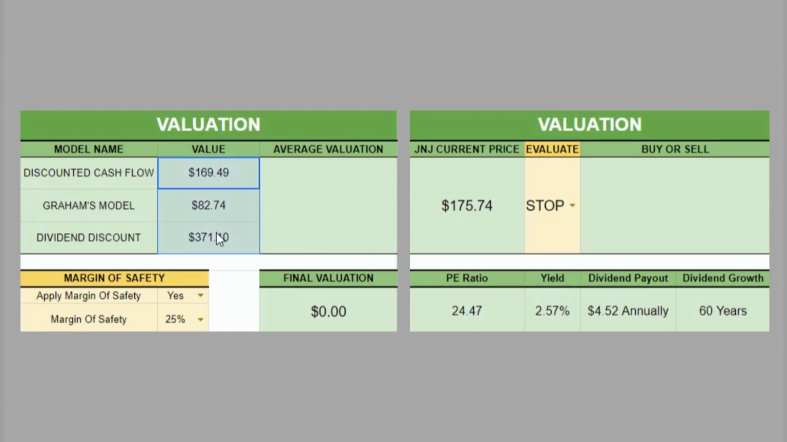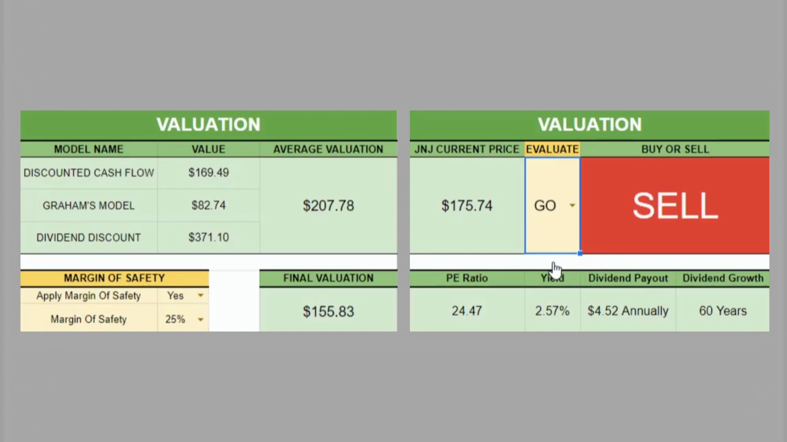So now that we have these three valuations, we'll come over here and we do want to apply a margin of safety. We usually start around 25%. So let's see what that gives us. Let's go ahead and evaluate.